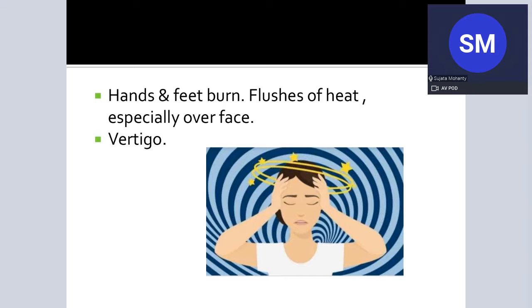Hands and feet burn, with flushes of heat, especially over the face, and there is vertigo, because there are functional disturbances in the brain, so the brain becomes anemic easily. Therefore, in psoric patients we will see various kinds of vertigo: vertigo from walking, vertigo from motion, even from looking up quickly, rising from the bed, or from sitting for some time and then rising. So they have any and every kind of vertigo, because there are functional disturbances inside the brain.